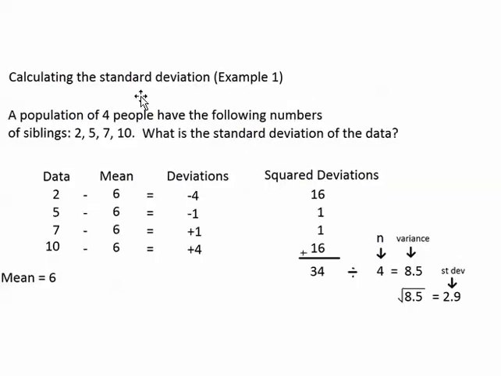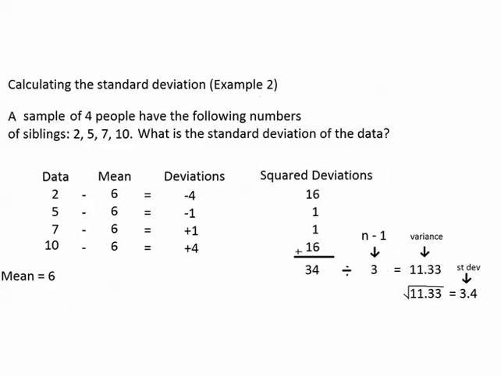This example asks us to find the standard deviation of a population of 4 people. So we go through all of the same steps to find the variance. We add the squared deviations and divide by 4. Remember, we're dividing by 4 because it's a population. We're not dropping this number down by 1. Once we get the variance, we find the square root, and then that's the standard deviation. To find the square root, you have to use a calculator that has a square root key.